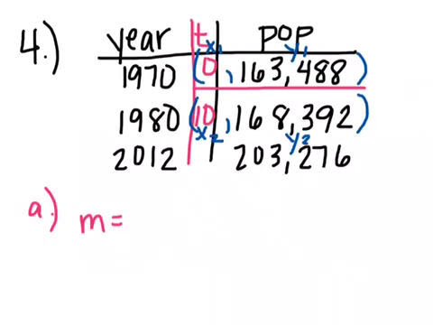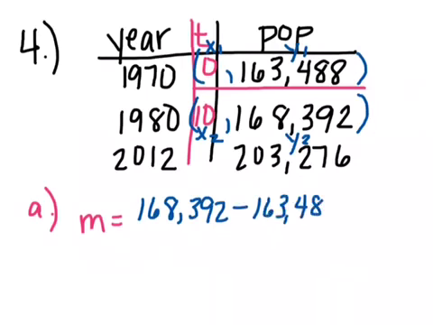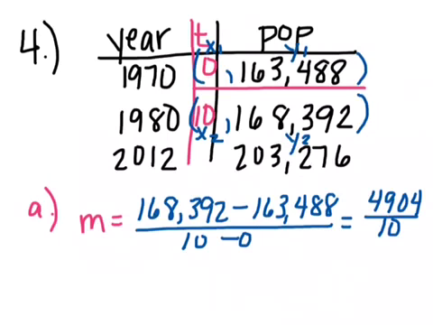So the first thing we're going to do is find slope. So y2 minus y1 over x2 minus x1. You don't have to worry that you have such big numbers. You guys all have calculators, so put it in your calculator. You get 4,904 over 10, and that reduces to 490.4. So that's our slope. That's our rate of population increase.